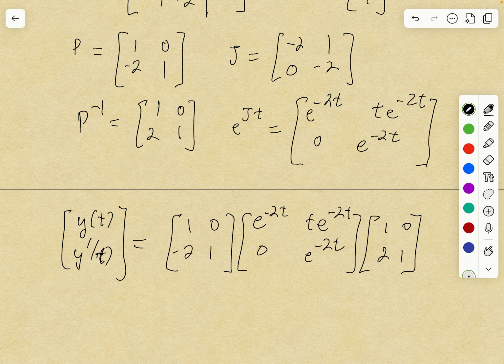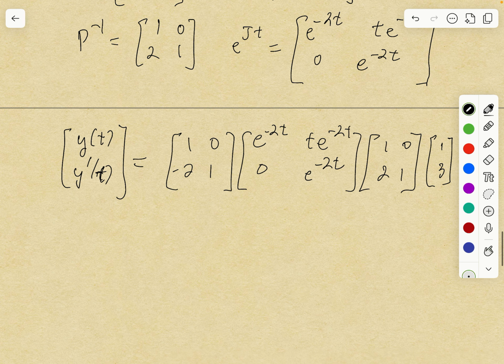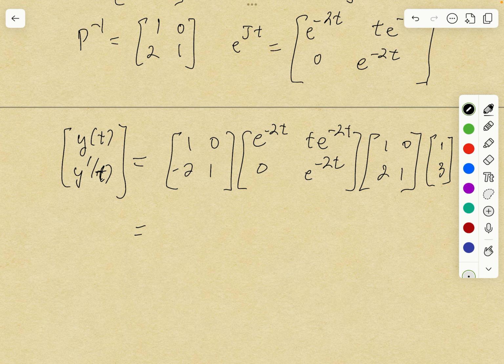So this matrix, what I have here is e to the At, and now I have to multiply by the vector that gives you the initial values. So it's going to be 1, 3. And what are we going to get? Well, what's nice is that you're only solving for y of t, right? Because the question is, what's y of t? So you only need the first component.